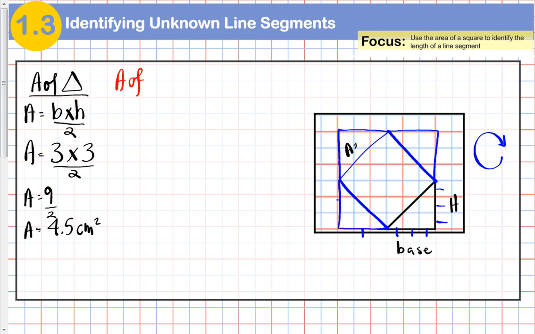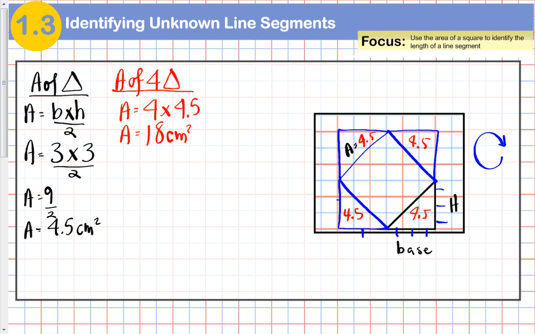Next up, we have the area of all of our triangles. So now we need to find the area of all of our triangles. We know that each triangle is 4.5 because they're identical, because we drew them that way. So each one of these is 4.5. So we've got an area of 4 triangles. Area equals 4 times our triangle, which is 4.5. Area is going to equal 18. We've established that it's centimeters and we're dealing with area, so you've got to have that squared in there.